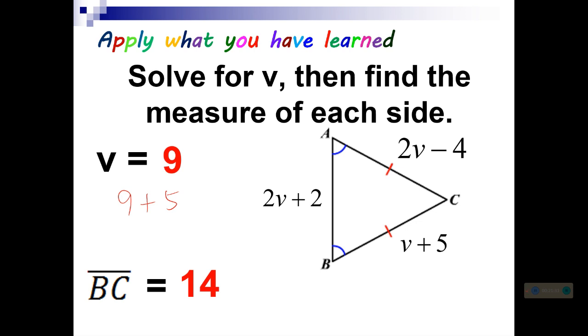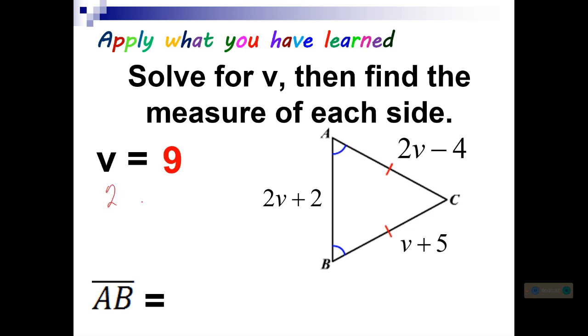And for the last side, we have 2 times, our V will be replaced with 9, then we have here plus 2. And then 2 times 9 is 18 plus 2. So the measure of side AB or segment AB is equal to 20.